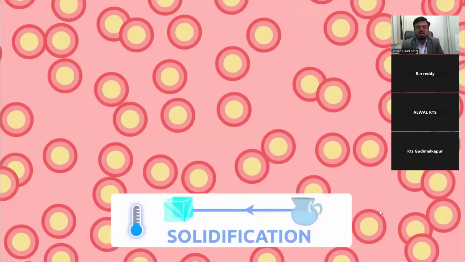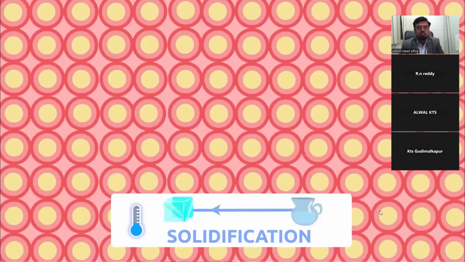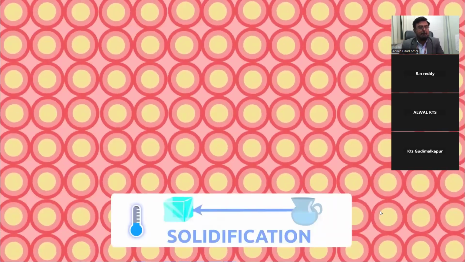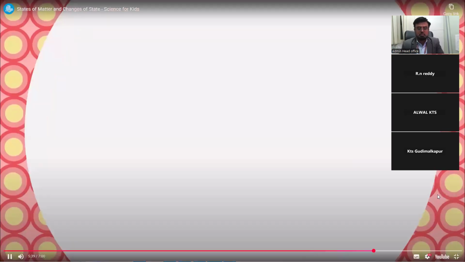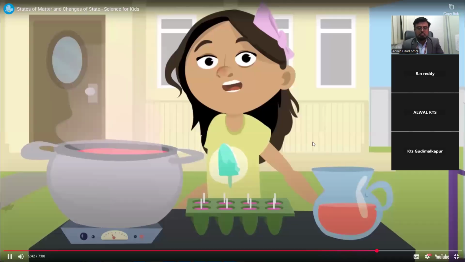During the solidification process, the particles that make up matter lie very close to one another and move less and less. These are the changes in the states of matter. Let's recap.